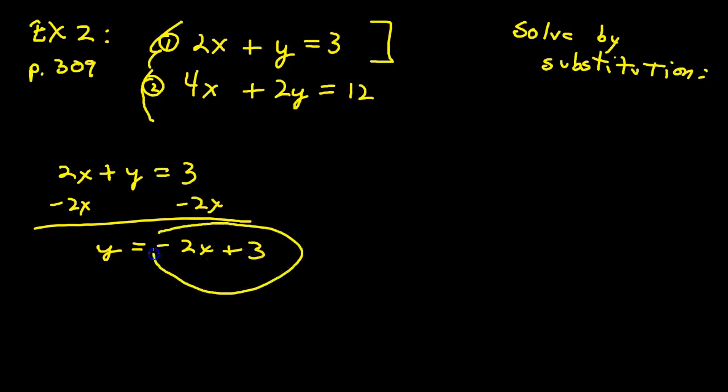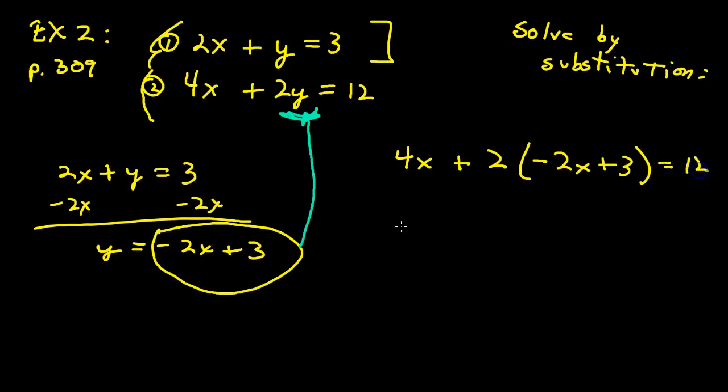And that expression for y can now be substituted in the other equation, right? I can plug in this expression for y right here in this second equation. That will result in 4x plus 2 times that expression for y equals 12. Now I'm going to, of course, multiply through here, distribute that 2 factor: minus 4x plus 6 equals 12.